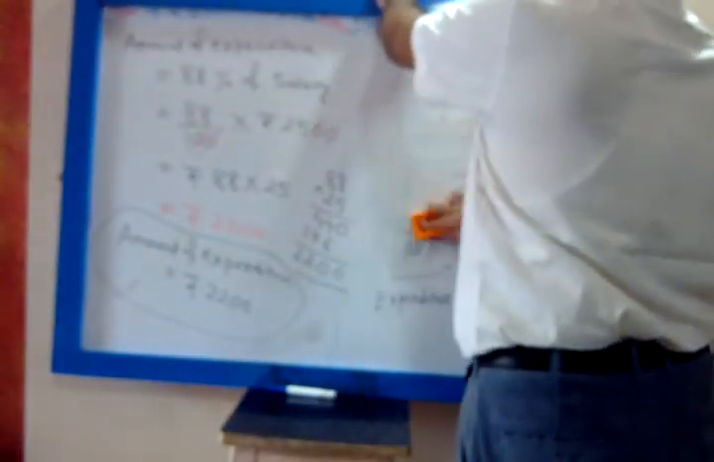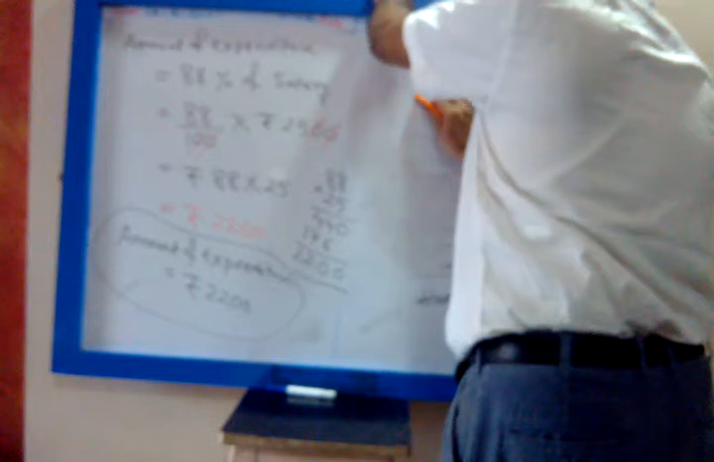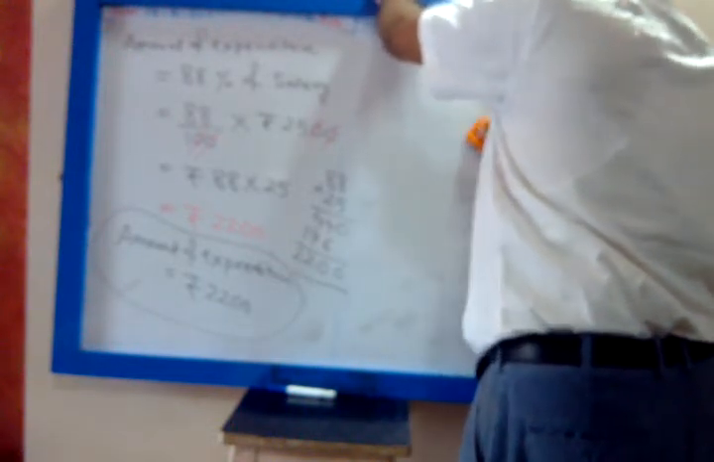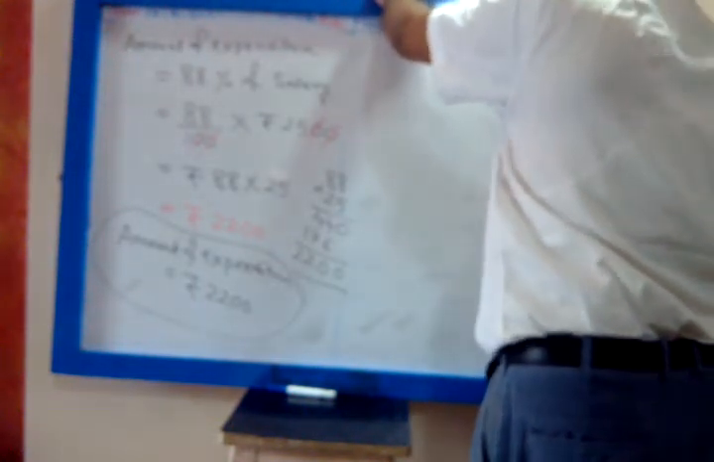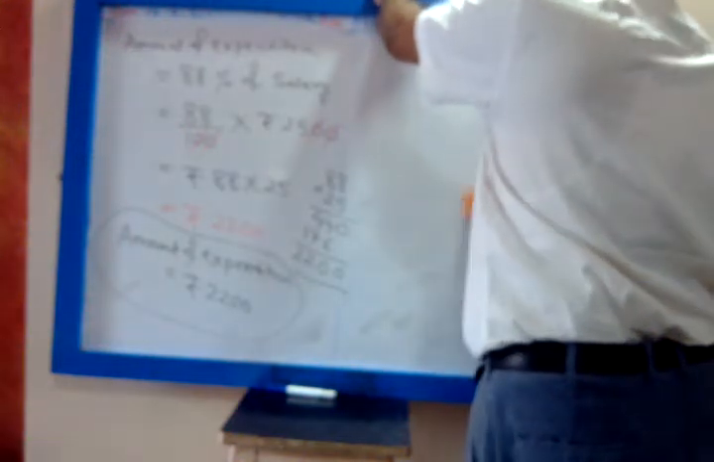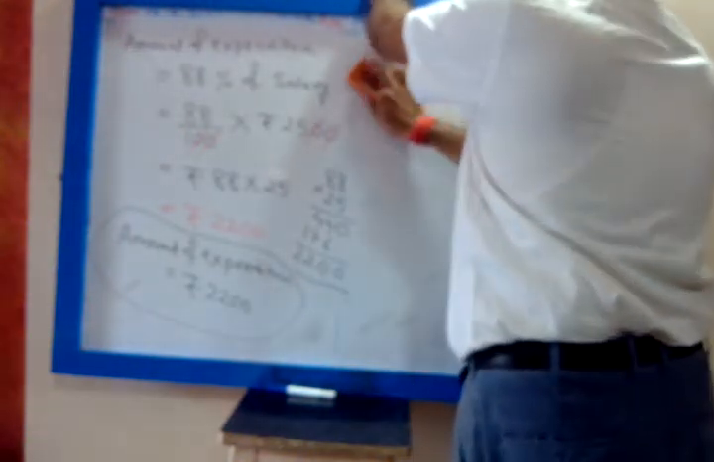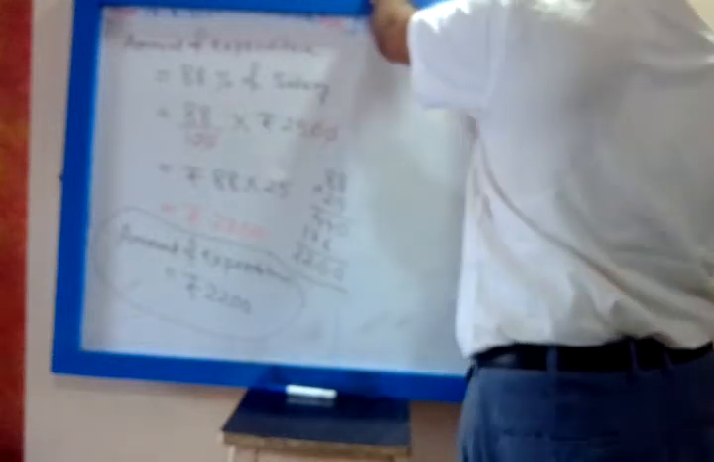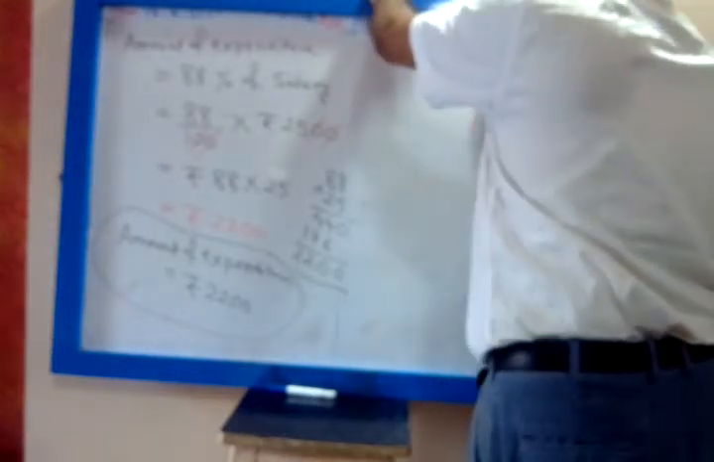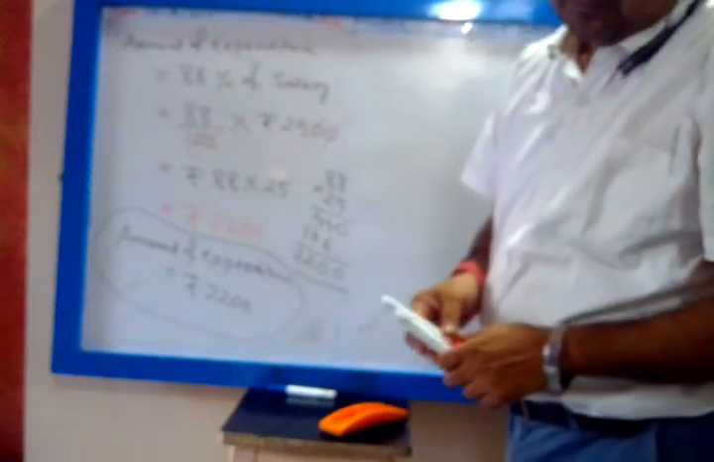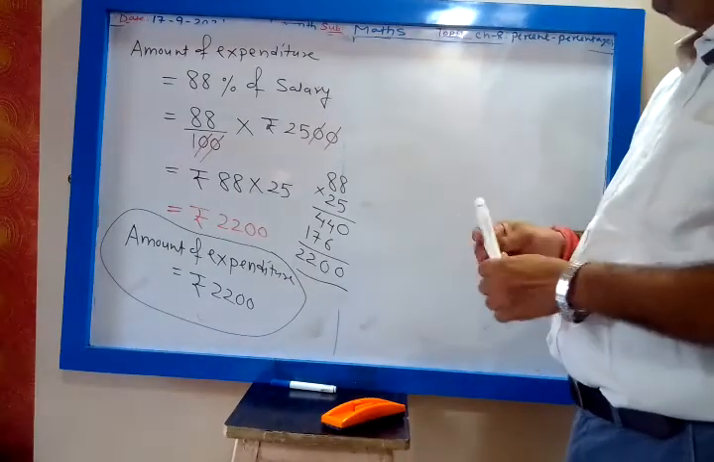Yes. So remember, from salary we spend an amount. That spent amount is expenditure. And after spending the amount, whatever is left, that is saving. So salary is equal to expenditure plus saving. Remember this formula.